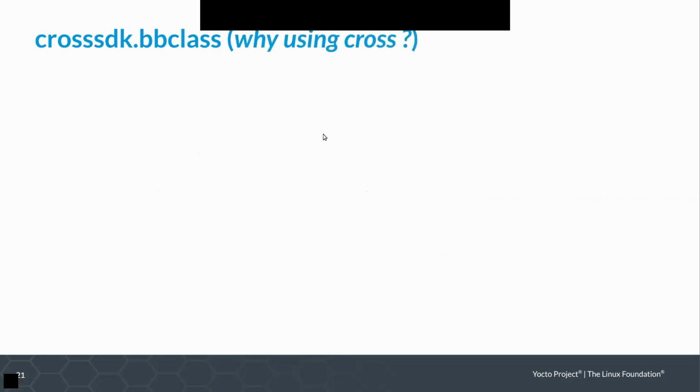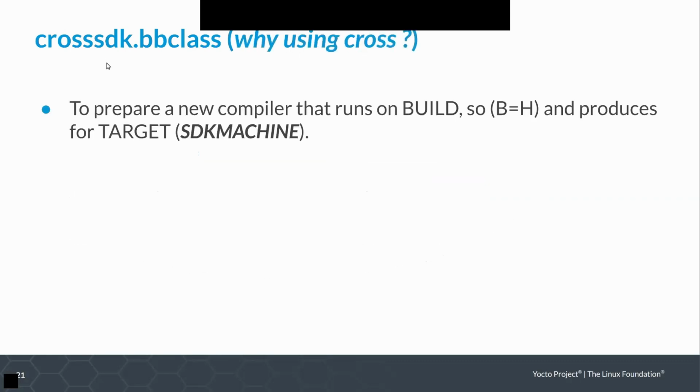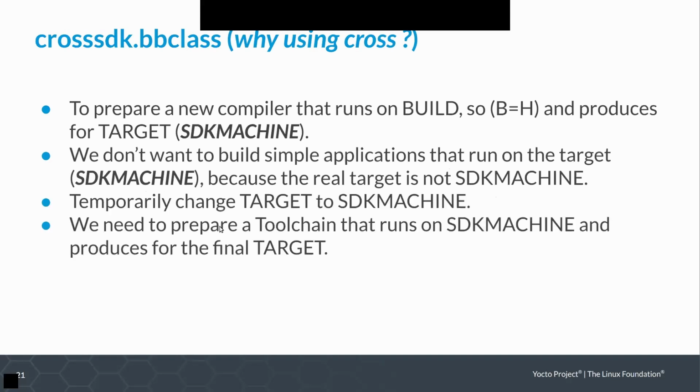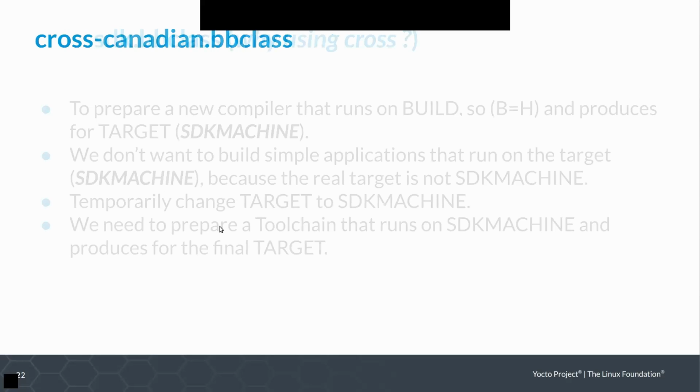Now, why use cross here? To prepare a new compiler that runs on build and produces for the target. Now, the target is the SDK machine here, not the final one. We don't want to build simple applications that run on the target SDK machine, because the real target is not the SDK machine. We just need to build the true toolchain that will run on the SDK machine, so we need to prepare a toolchain that runs on it.